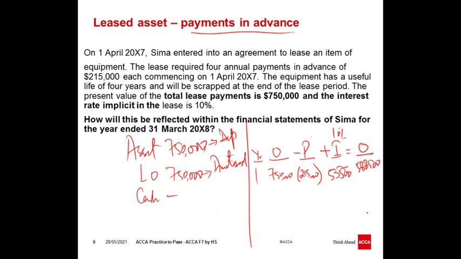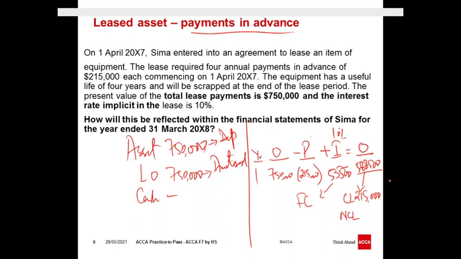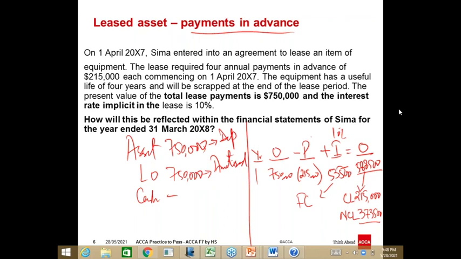So this amount will go in the income statement as a finance cost, and this amount should be broken down into current and non-current liability. So out of this amount, the company is going to make a further future payment of 215,000. So you need to deduct this amount, and there will be 373,500 for non-current liability. I hope that's clear.